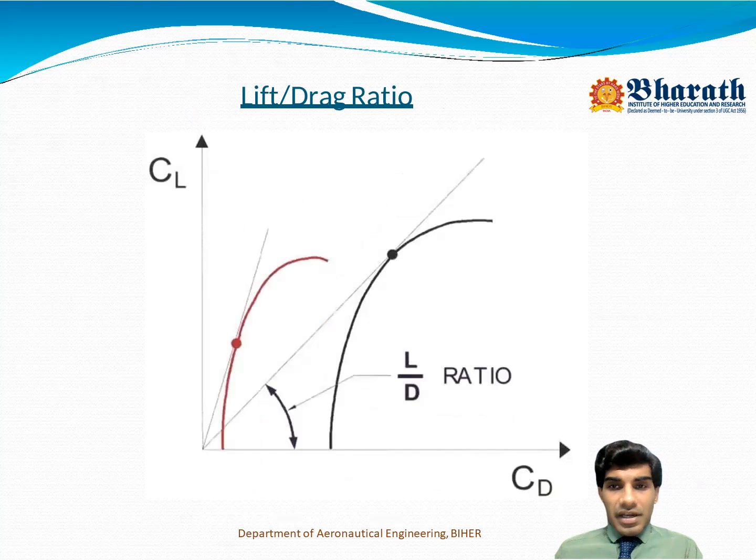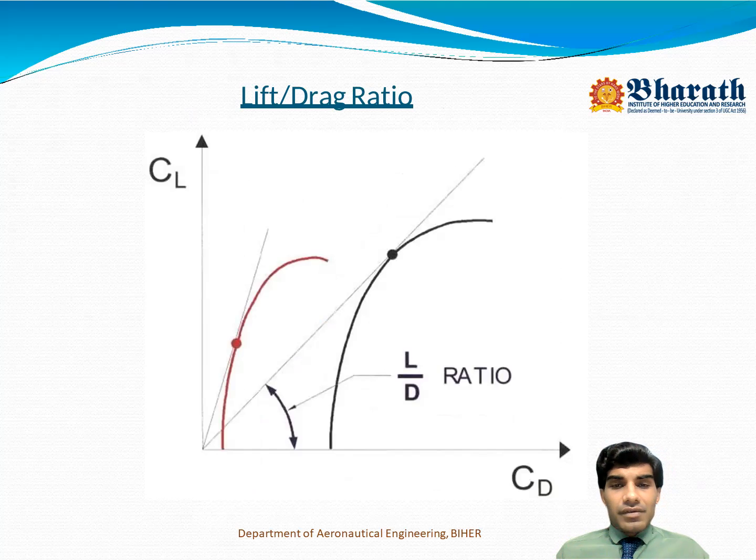Then lift to drag ratio. This is one of the most important factors, because lift by drag means the lift value should be higher. So the ratio should always be more than 1. It is very beneficial for the aircraft, because we require more lift compared to drag. At the time of takeoff also, more lift is required.